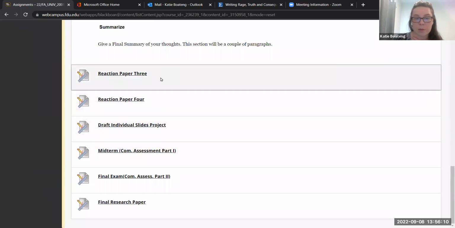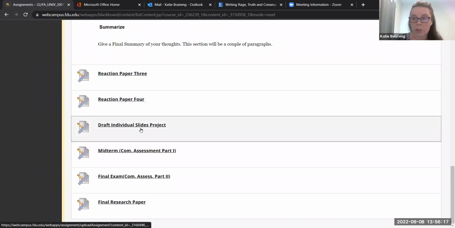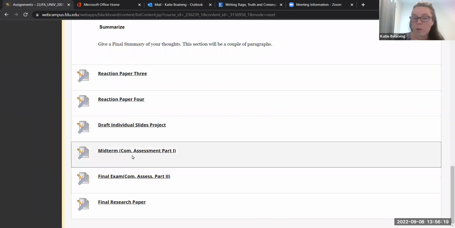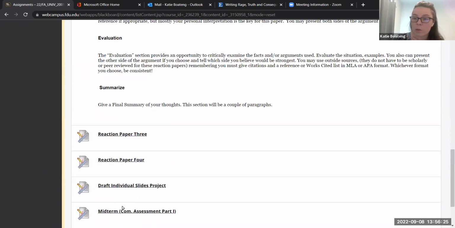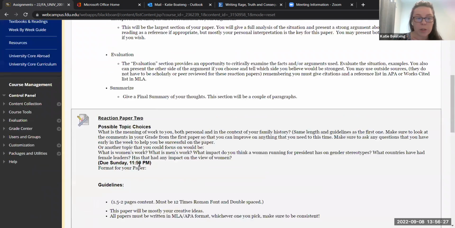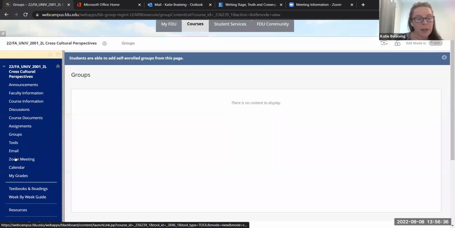And then you'll see there's reaction papers 3 and 4. Later in the semester, we're going to get into our projects where you guys are going to do a presentation. The midterm and the final exams are listed here, but we don't have due dates for those quite yet. And then there's also a final research paper that we're going to talk about as well. At any point, if we do groups, those would be assigned here. And then there's these other tabs that you can take a look at.